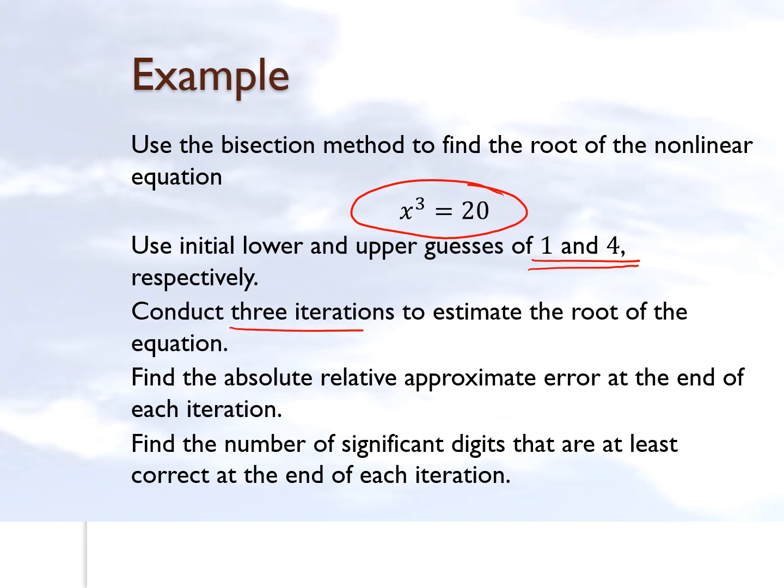We're supposed to conduct 3 iterations. We're supposed to find the absolute relative approximate error at the end of each iteration. And based on that, we're supposed to say how many significant digits are at least correct at the end of each iteration.